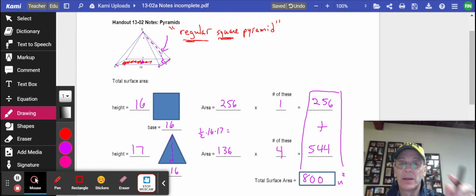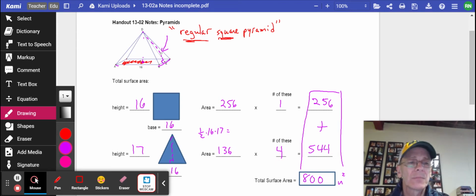Okay. Now, again, I know there's a formula you can look up for regular square pyramids, and you can plug some of these dimensions in and get this answer even more quickly, but understand the general idea of surface area, which is to find all of the individual surface areas and total them up. Okay. All right.